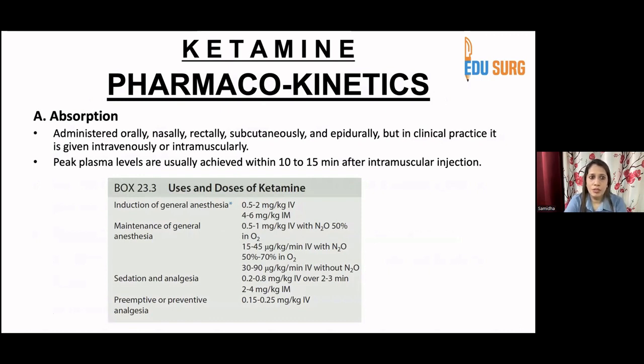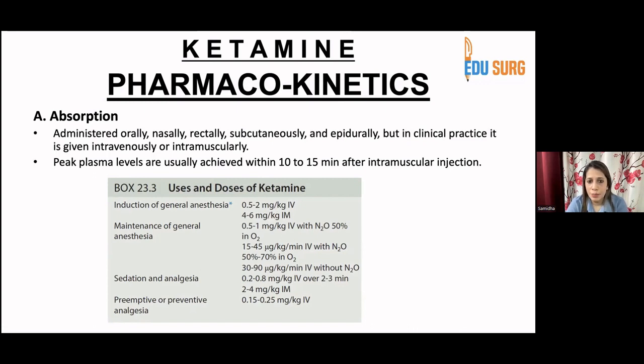Pharmacokinetics, absorption: it is given through various routes. It can be given orally, nasally, rectally, subcutaneously, epidurally. But epidurally, it is not FDA approved, so it is better to avoid. In clinical practice, it's given intravenously or intramuscularly. Peak plasma levels usually are achieved within 10 to 15 minutes after intramuscular injection. For induction of general anesthesia, you most commonly use 1 to 2 milligram per kilogram IV. Intramuscularly, you give 4 to 6 milligram per kilogram.